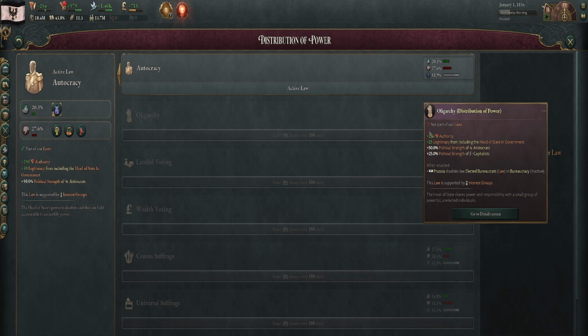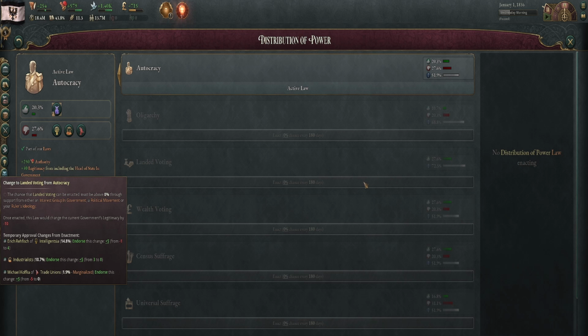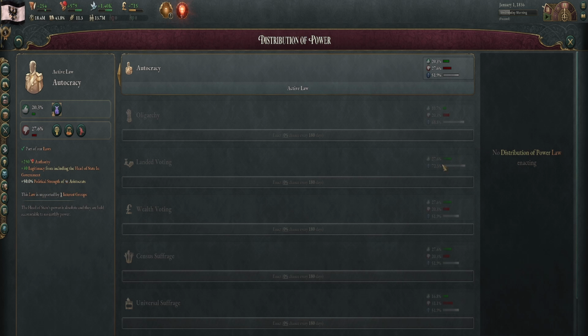As you can see here, now we only get 200 authority if we do oligarchy. And here we get 150. You see what I'm saying? But people like landed voting at the moment, right? So we can't do it quite yet, but we'll get into why in the next video. Ideally you would like to go to things that people in general like, and that you are okay with doing, because at the end of the day, you are the player. So you get to decide what type of society you want to build, right?